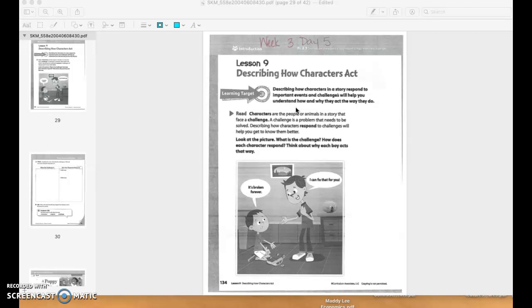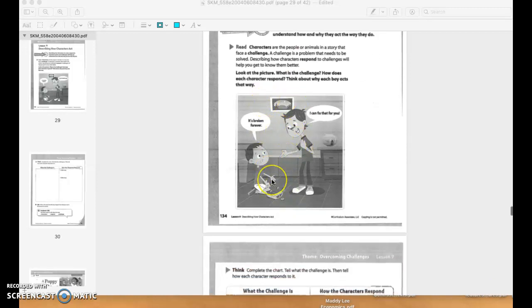So we're going to start with this little activity here where we look at the characters in the picture and see what they're doing. Remember, a challenge is a problem. So we're going to look at the characters, see what the problem is, and how they act with the problem.